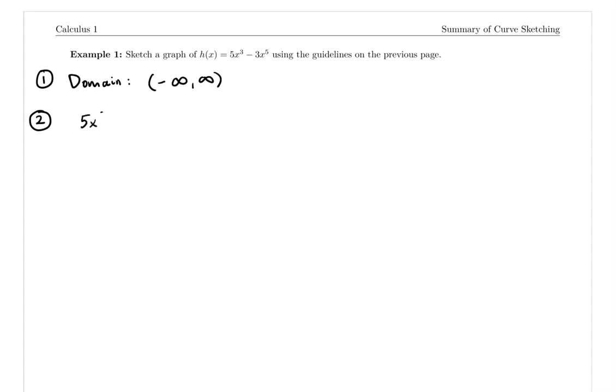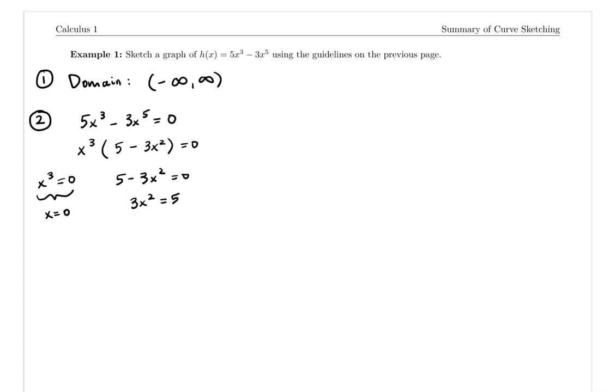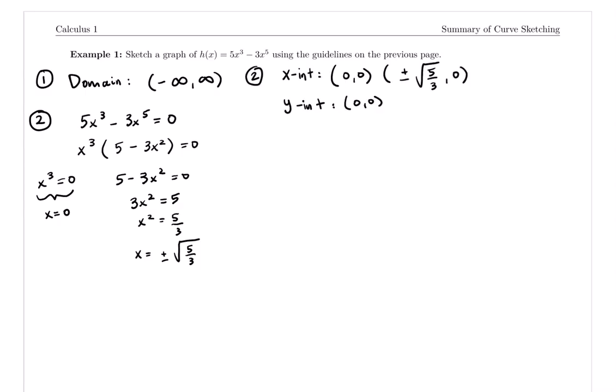So I'm going to start off by taking my function and setting it equal to 0. From here, I can factor out x cubed. And then I can use the zero product principle. So I'm going to set my first factor equal to 0, and my second factor equal to 0 as well. And for this equation, if I take the cube root of both sides, we will get x equals 0. And then we get plus or minus the square root of 5/3. Okay, so from there we gain that our x-intercepts are (0, 0) and (plus or minus the square root of 5/3, 0), and then our y-intercept is also located at the origin.